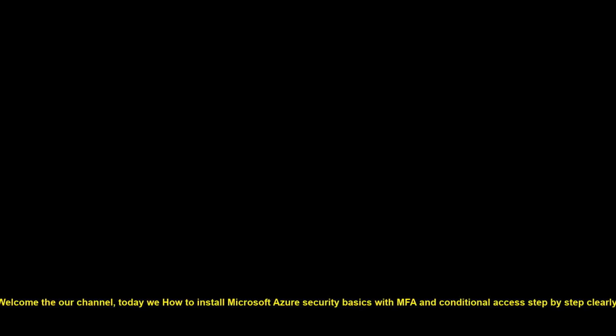Welcome to our channel. Today we show how to install Microsoft Azure Security Basics with MFA and Conditional Access step by step clearly. Begin by signing into the Microsoft Azure portal at portal.azure.com. Use your credentials to access your account.